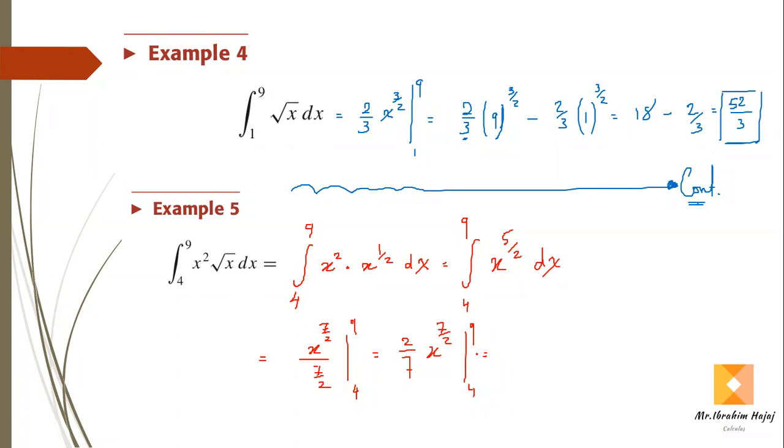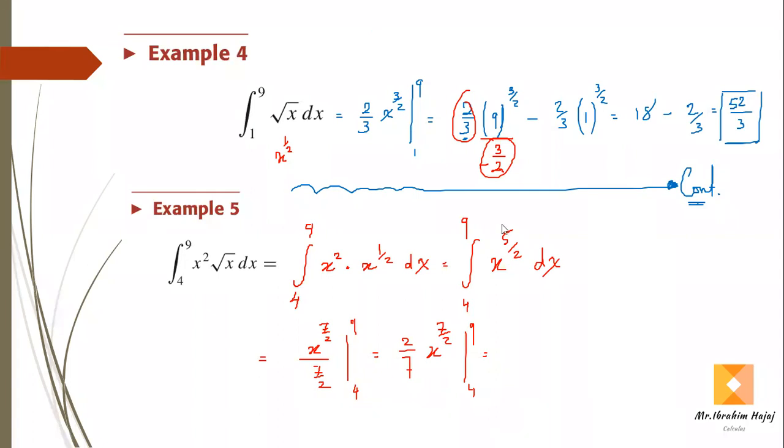I have a question about example 4. Why is it 2 over 3? Because we are going to divide by 3 over 2, so the denominator becomes the numerator. Where do you get 2 over 3 and 3 over 2? Radical x can be written as x to the power of half, plus 1. Half plus 1 gives 3 over 2. Oh, okay.